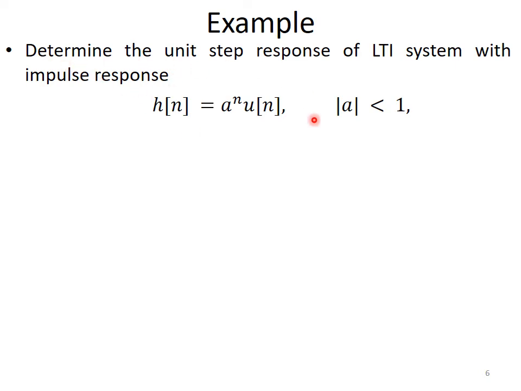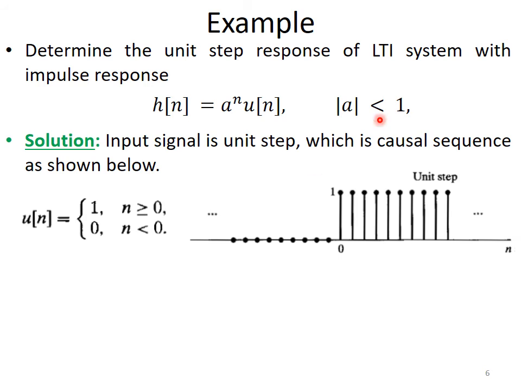And obviously we need to find out the unit step response of the system. Then the unit step input itself is causal, right? Because the unit step's values are 0 when n is less than 0, and it is equal to 1 when n is greater than or equal to 0. So both the input sequence and the impulse response of the system are causal. Therefore we can use the simplified formula of convolution sum to compute the response of the system, right?